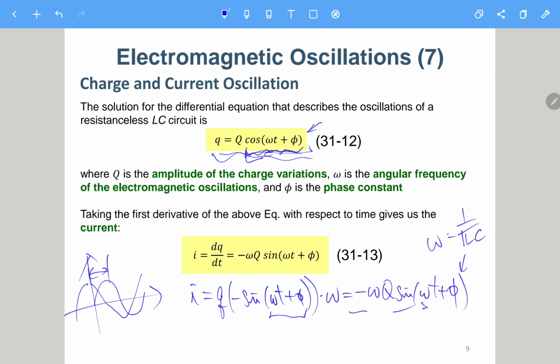Of course there's another negative sign. Originally, if this is cosine of t and this one is sine of t, cosine is leading by 90 degrees. But here we have a negative sign, so it feels like this one is leading by 90 degrees.